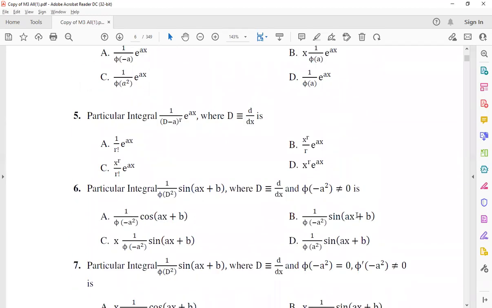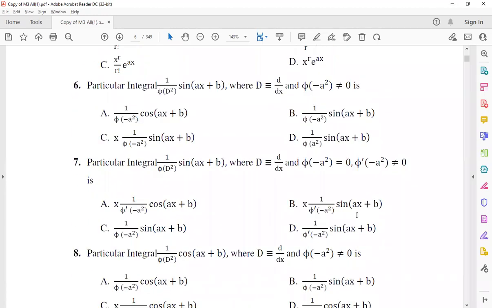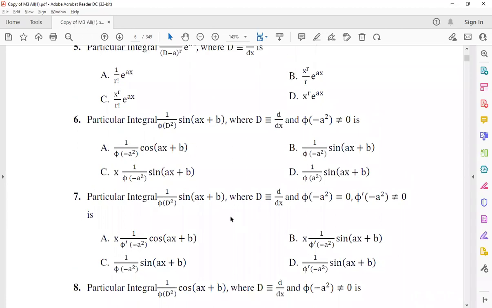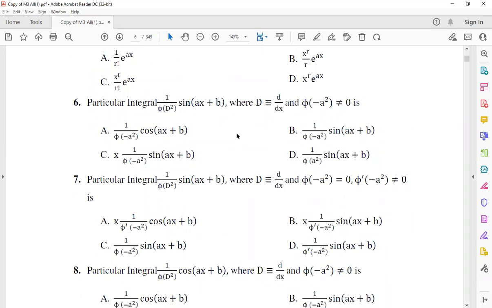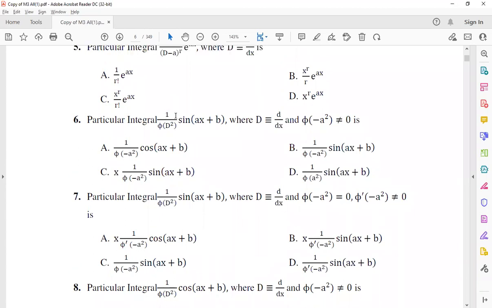Yes, ma'am. Okay. We'll go with the 6th. You just check this. This is case 1. You can check this. The option is C. Okay, 6th one. Which case is this? Sin cos. What do we do here? We replace d square by minus a square.